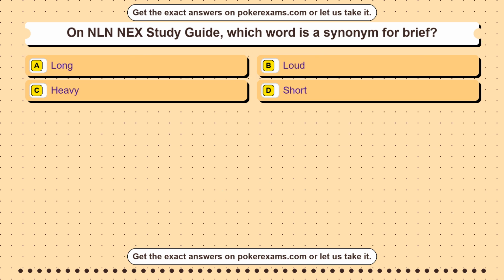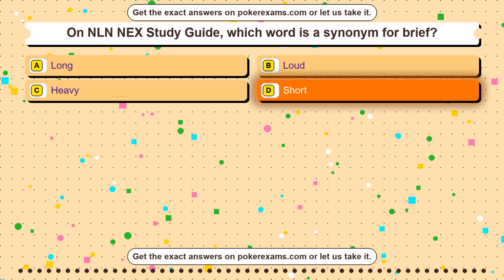Question 14. On GED scientific method practice, which value equals 3x when x equals 7? Option A 21. Option B 37. Option C 73. Option D 10. The correct answer is option D.